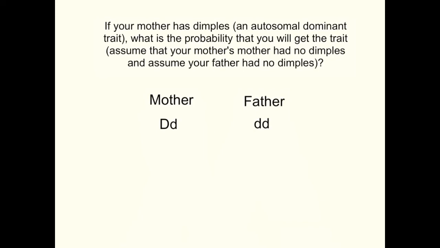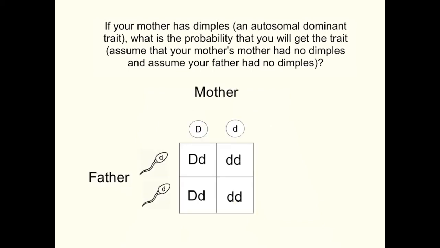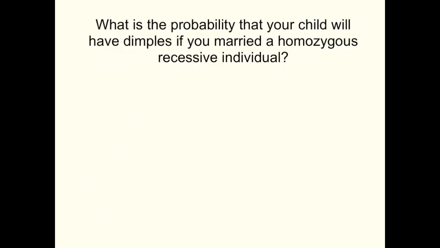Go ahead and pause the video and take some time to see if you can do that Punnett square on your own, and then I'll show you what it looks like. Your Punnett square should look something like this. So we can see here that there's a 50% chance that you will have dimples and a 50% chance that you'll have no dimples. Let's move on to the second part of the question.